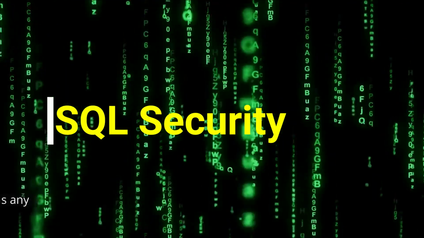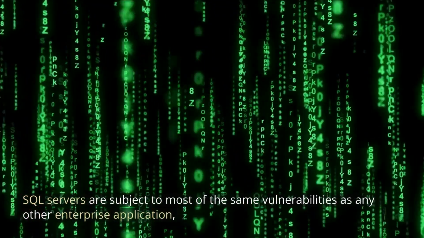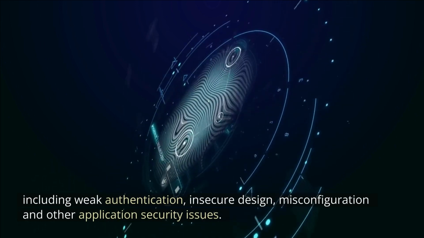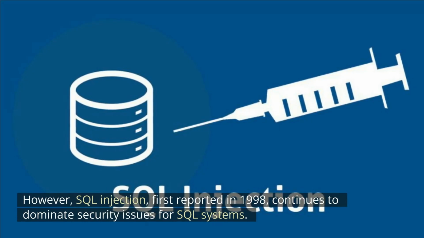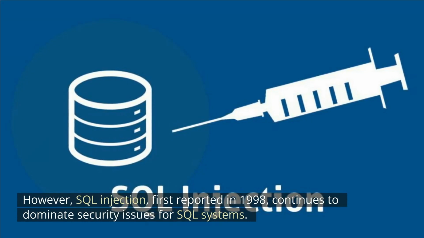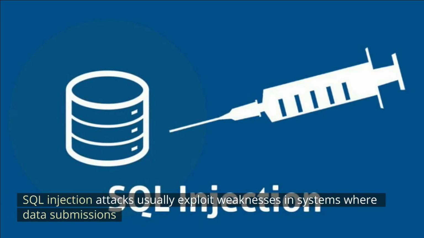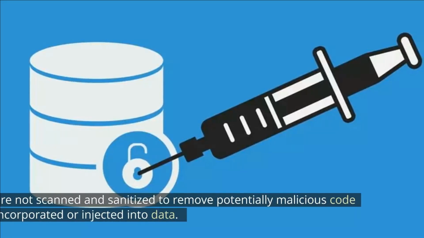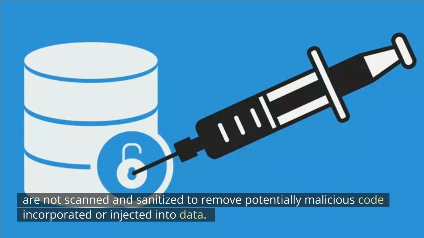SQL security. SQL servers are subject to most of the same vulnerabilities as any other enterprise application, including weak authentication, insecure design, misconfiguration and other application security issues. However, SQL injection, first reported in 1998, continues to dominate security issues for SQL systems. SQL injection attacks usually exploit weaknesses in systems where data submissions are not scanned and sanitized to remove potentially malicious code incorporated or injected into data.